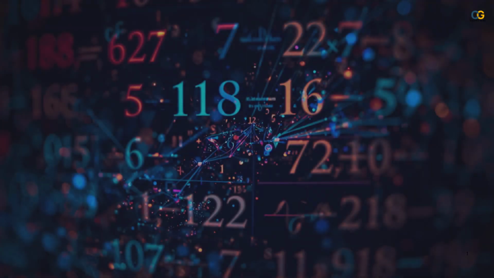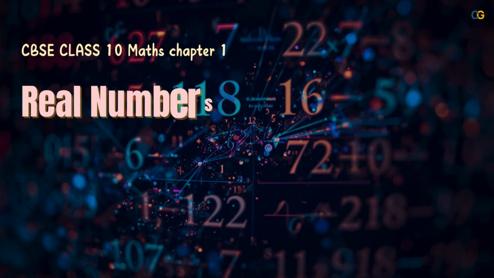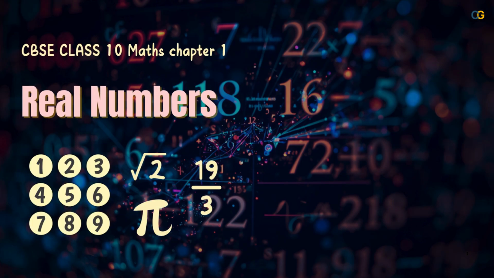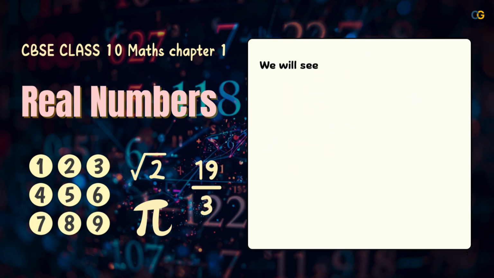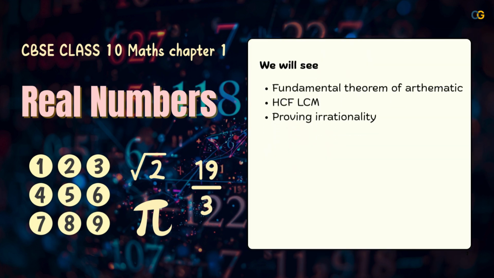In this video, we will be tackling the CBSE Class 10th Maths Chapter 1 Real Numbers. Here we will see the fundamental theorem of arithmetic, HCF and LCM and how they are related, and we will learn how to prove the irrationality of some numbers. From the CBSE 10th board perspective, this chapter has a weightage of 4 to 5 marks. So let us get started.